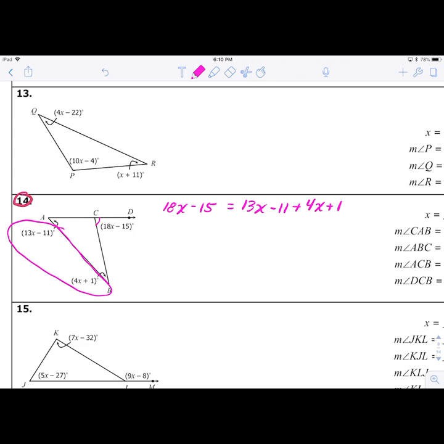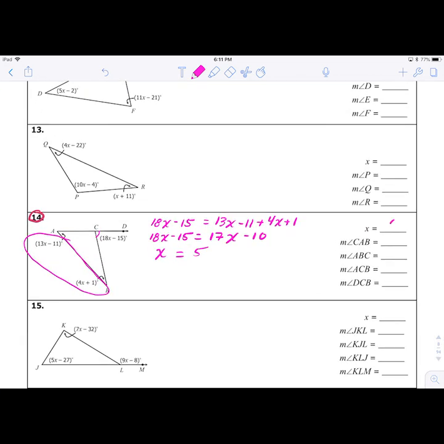All right. Let's combine like terms on both sides. And then let's get our subtraction going on. 18x minus 17x is equal to just 1x. If I add 15 to that negative 10 over there, I'm going to get 5. Okay, so x is going to equal 5.